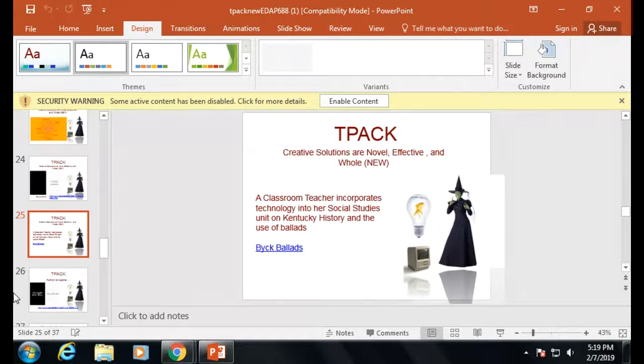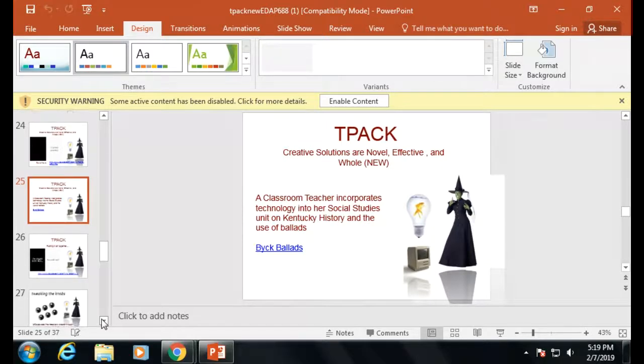Technology forces change, but we can't force technology to make change. We have to look at how does it impact pedagogy and how does it impact content knowledge.